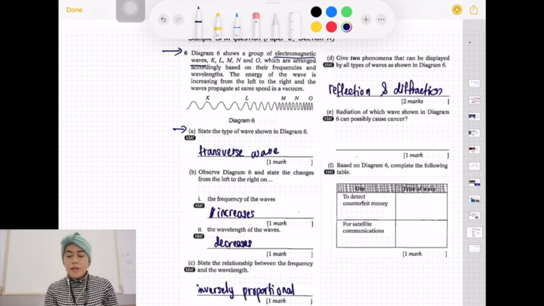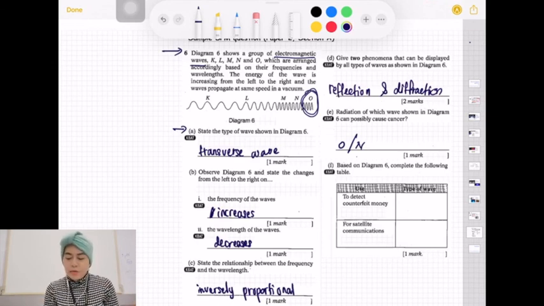And then E, radiation of which wave can possibly cause cancer. Usually your answer will be the strongest energy here, which is O. You can write wave O. Or you can also write gamma ray. But if you answer N, or if you answer X-ray, then it's correct too, because it could in the long term give you cancer.